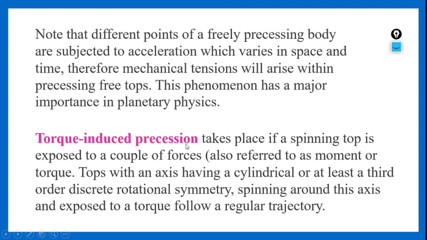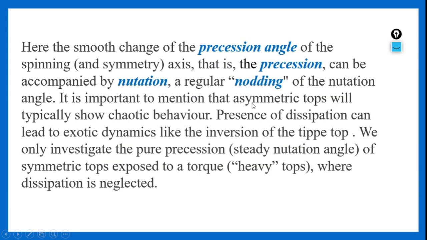So, torque induced precession takes place if a spinning top is exposed to a couple of forces, also referred to as movement or torque. Tops with an axis having a cylindrical or at least a third order discrete rotational symmetry spinning around this axis and exposed to a torque follow a regular trajectory. The smooth change of the precession angle of the spinning axis, that is the precession, can be accompanied by nutation, that is a regular nodding of the nutation angle.